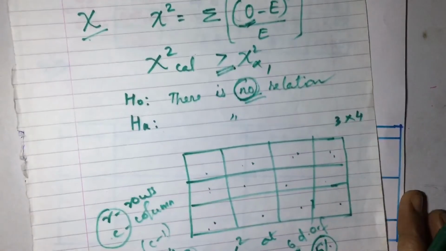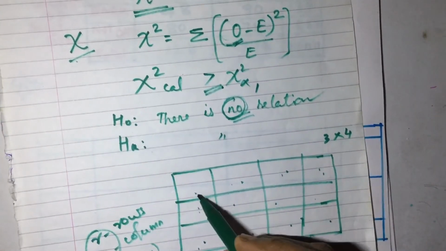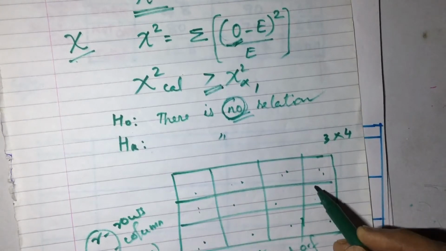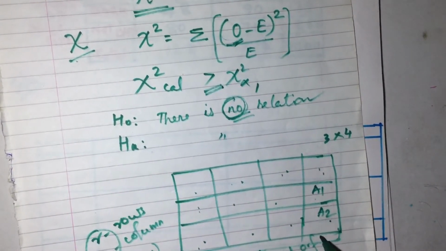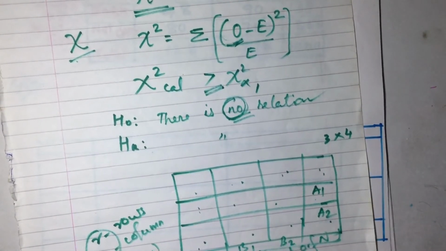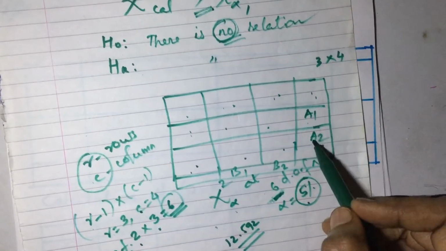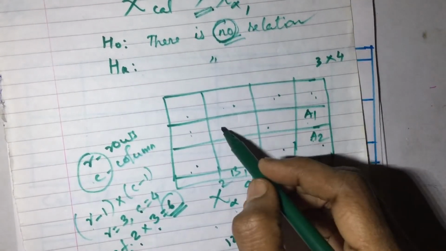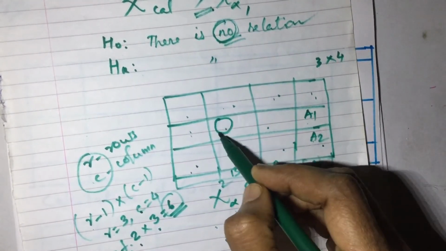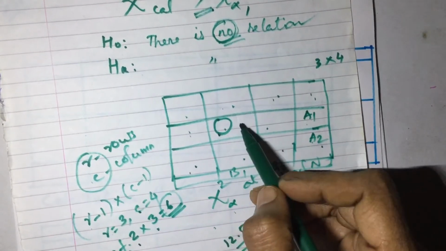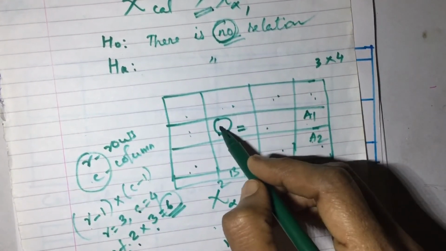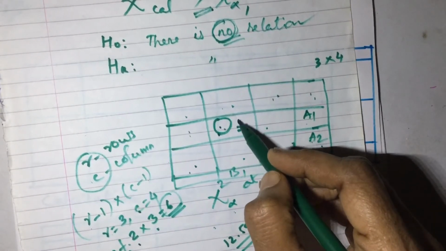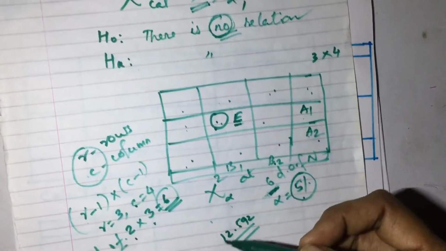Then here the observed frequency is given. Suppose this is A1, A2 and here the total. This is total N. And here say B1, B2 is given. So A1, A2 and B1, B2 are given, and here some observed frequencies will be given. Then I can find the expected frequency here. The observed frequency is given, and the expected frequency I will find using a formula.